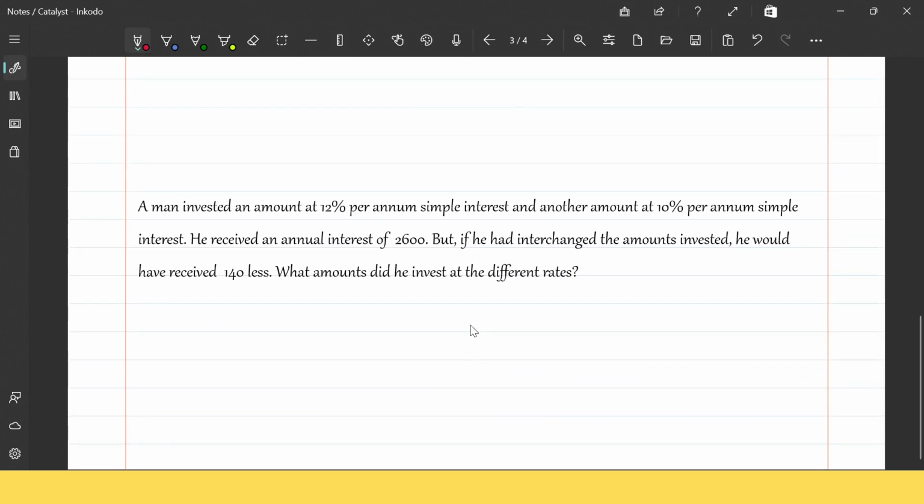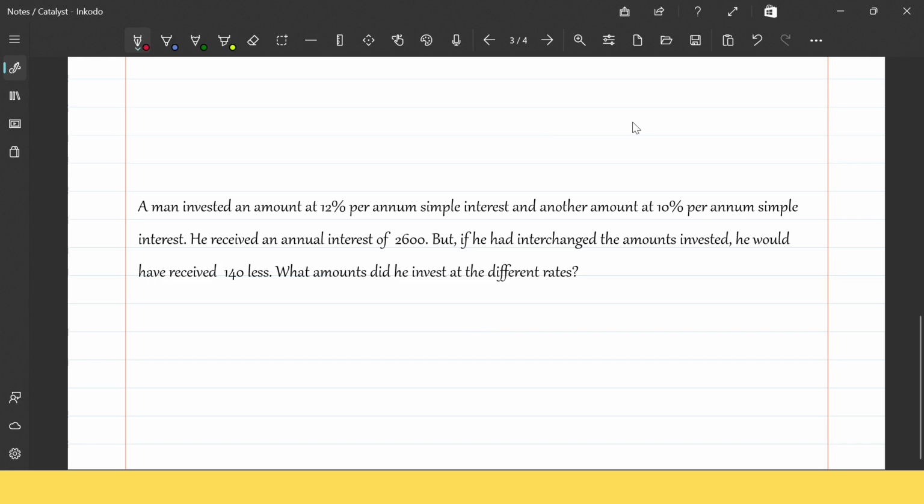A man invested an amount at 12% per annum simple interest and another amount at 10% per annum simple interest. He received an annual interest of 2,600 rupees, but if he had interchanged the amounts invested, he would have received 140 rupees less. What amounts did he invest at the different rates?